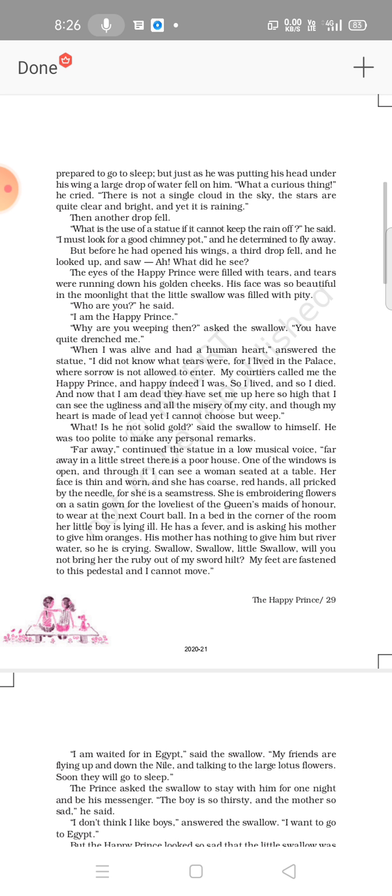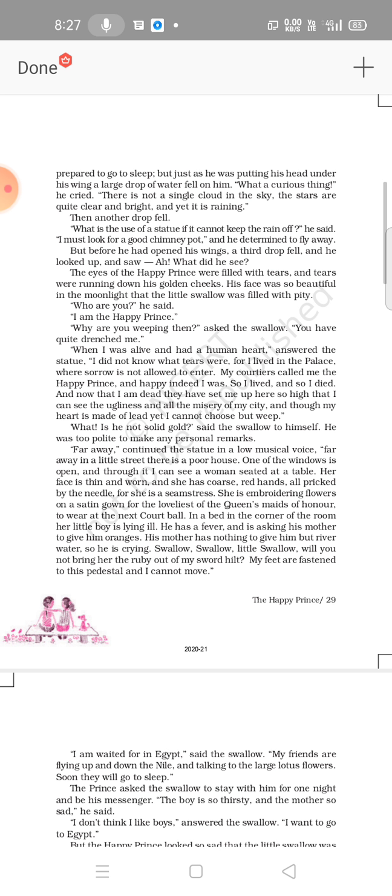The swallow returns to the happy prince. The playwright saw the sapphire. He was happy. Now he hoped to finish the play. The swallow went to the happy prince. He told him that he had come to bid him goodbye, but the happy prince asked him to stay one more night.